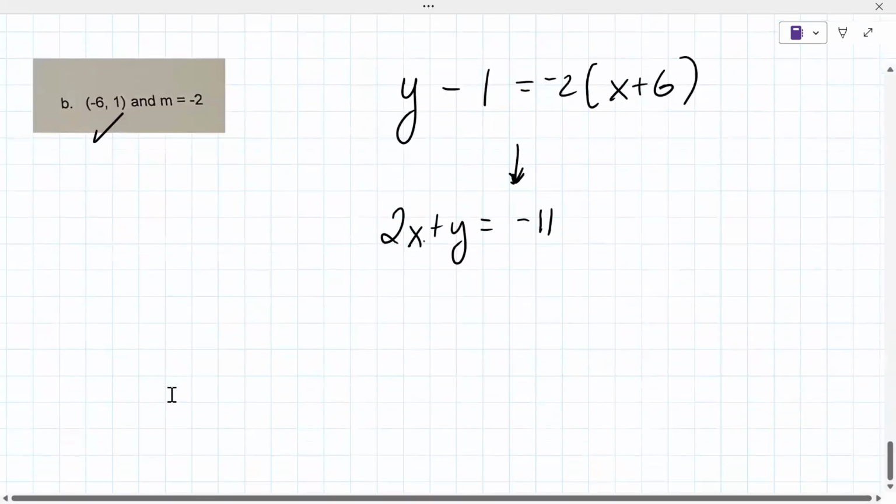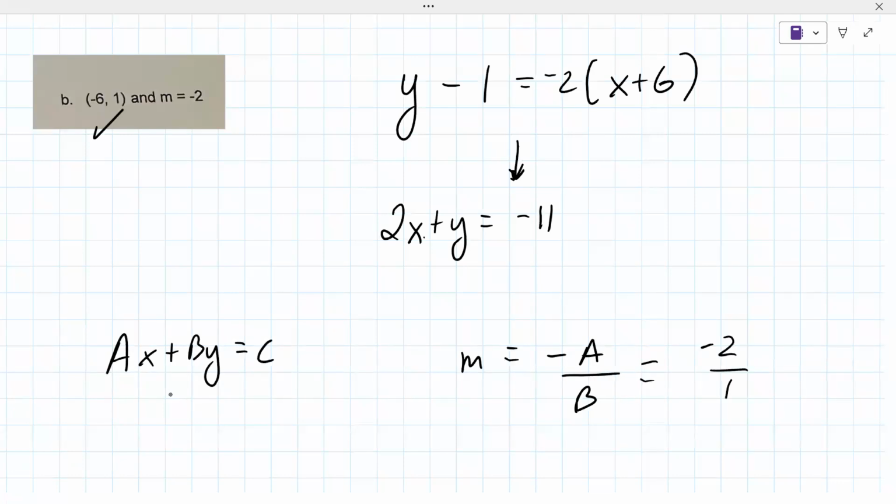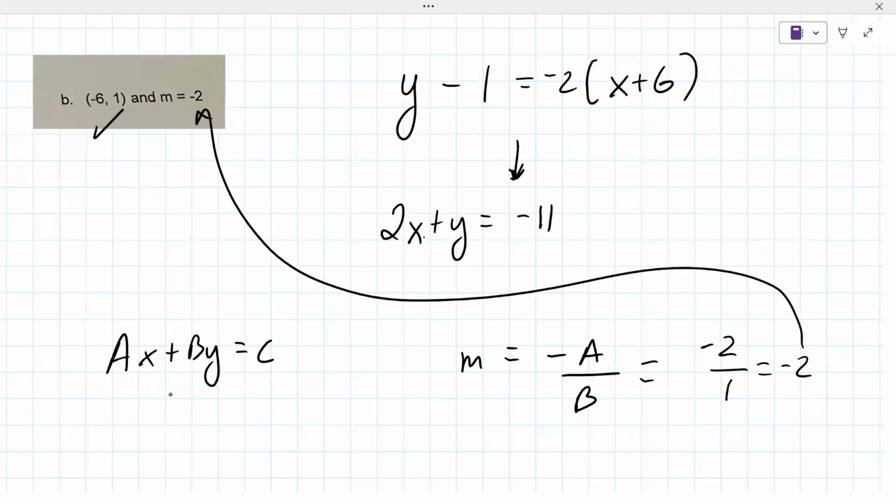Now, as a side note, when something's in standard form like this, the slope is minus A over B. That's kind of your shortcut here. So does that work for your problem? Is -2 over 1 equal to -2, the slope? Yes, it does. This is a shortcut for standardized tests that could really help you out down the road.